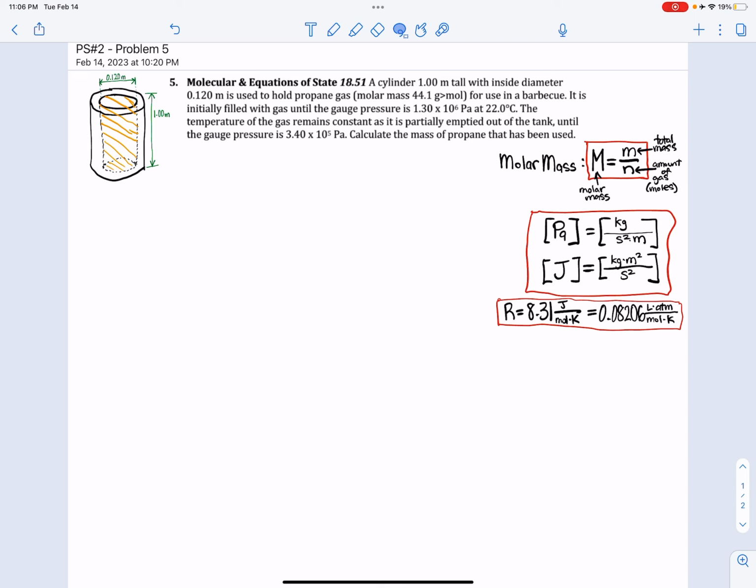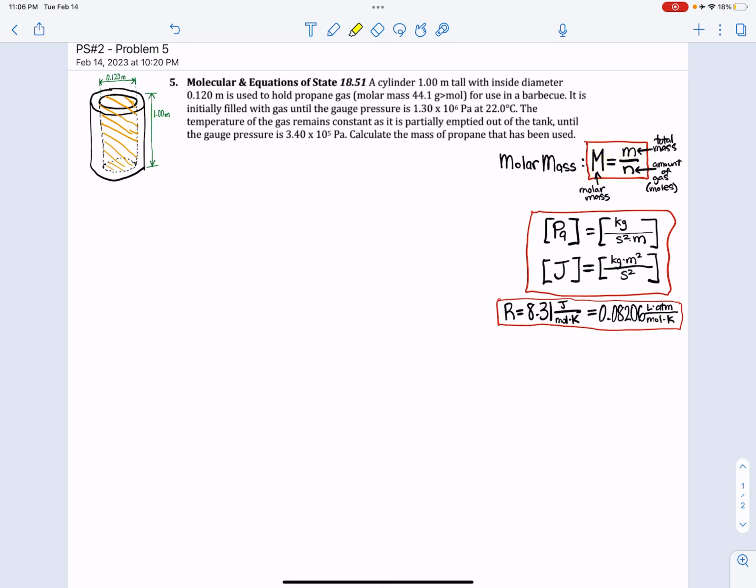Okay. And very quickly, I just want to point out some things that we're going to be using in this problem, and I'm pointing it out because I also hope you have this in your formula sheet or cheat sheet so that you could use it on a test or even for homeworks. So the first one is molar mass. Molar mass is equal to the total mass, little m, over moles, little n, or the amount of gas in moles. Okay? That's important to know.